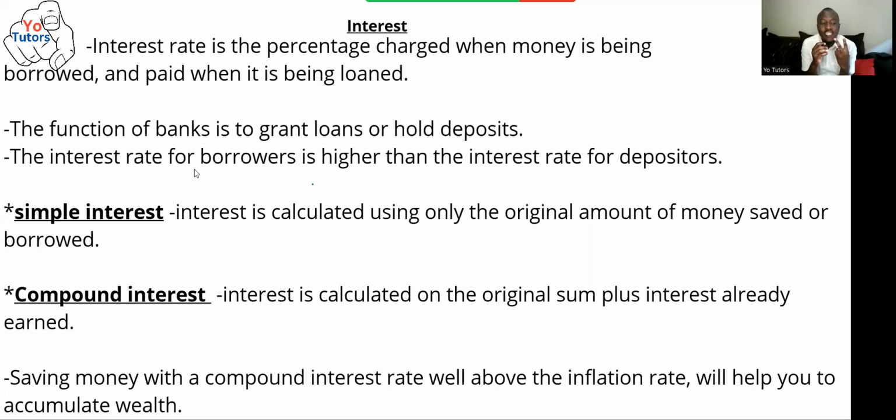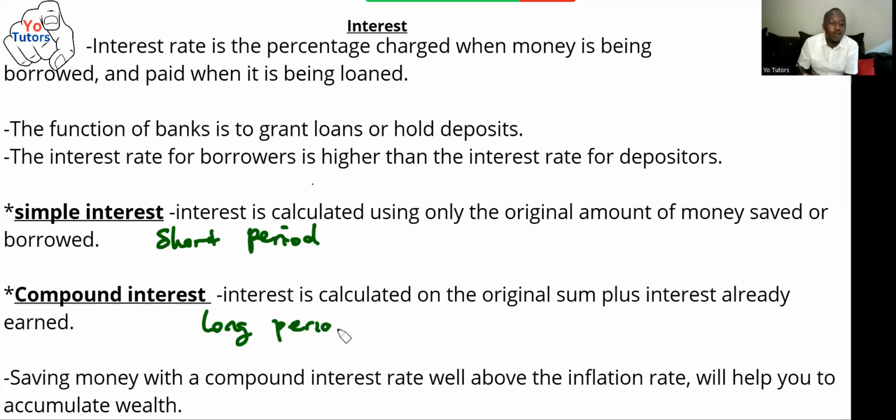Now we have two types of interest: simple interest and compound interest. Simple interest is for a short period of time. Compound interest is for long investments or long loans. The type of loan that you have with simple interest is called hire purchase.